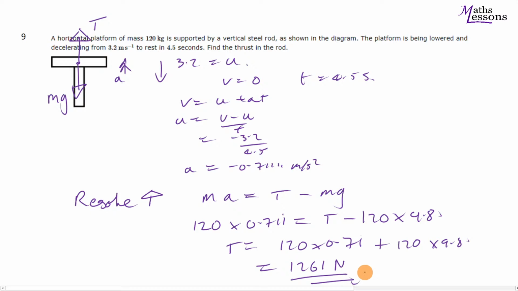The key element of that one, if you were struggling with it, was to make sure you worked out which direction the acceleration is going in, because it's actually slowing down as it comes down. That means acceleration must actually be acting upwards, which seems to confuse a few people.